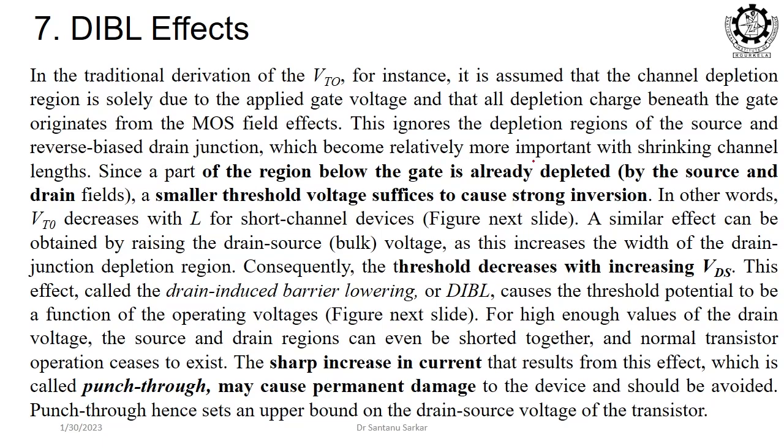This larger drain voltage helps to deplete the region beneath the gate, and as the region is already depleted by the gate voltage and drain voltage, a smaller threshold voltage is sufficient to invert the channel. That is why the threshold voltage is reduced in case of larger drain voltage. So, this is known as drain induced barrier lowering. Now, if you increase the drain voltage even higher, then what may happen? It may create a punch through and can destroy the structure.